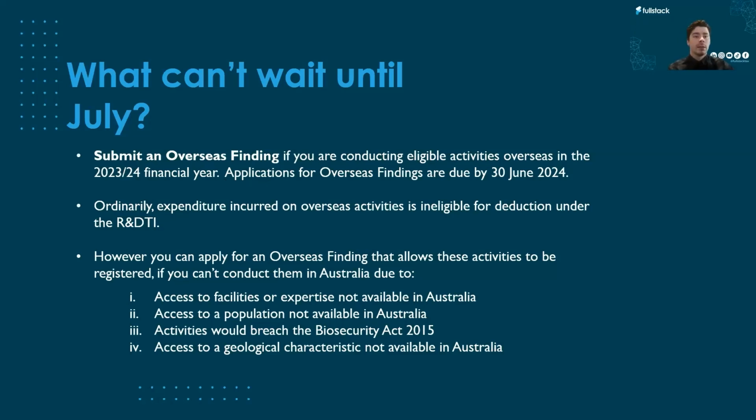I should say ordinarily overseas activities can't be registered and their costs can't be claimed, but you can apply for one of these findings if the activity can't be conducted in Australia due to one of 4 reasons. Those 4 reasons are shown on screen there, but they are access to facilities or expertise, access to populations that aren't in Australia, breach of biosecurity, or access to a geological feature. To get one of these findings, you'll also need independent evidence that those resources weren't available in Australia.